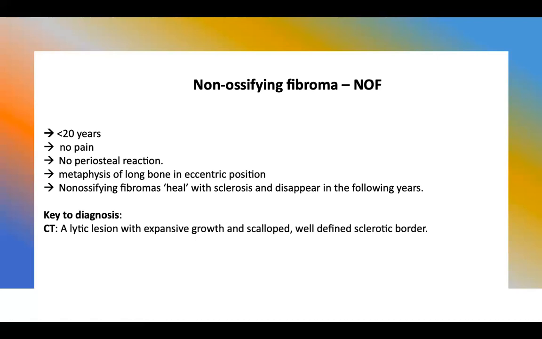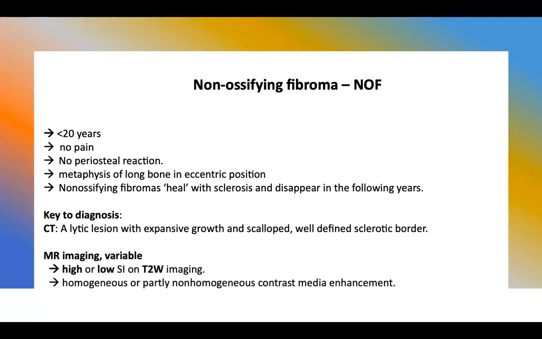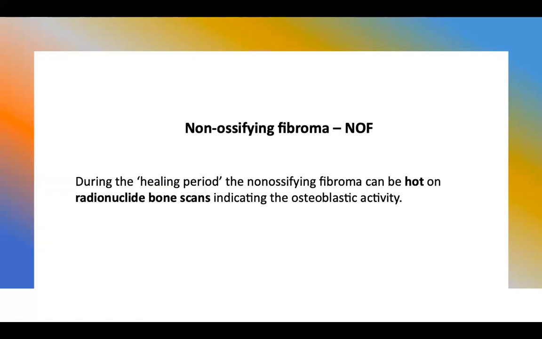We expect to find a lytic lesion with expansive growth and scalloping, a well-defined sclerotic border, but MR imaging shows variable signal intensity and variable contrast enhancement. What we need to know and remember is that during that healing period, where the non-ossifying fibroma tends to become sclerotic and actually disappear, it is hot on bone scans, indicating the osteoblast activity, and we should never misinterpret it as a malignant lesion.